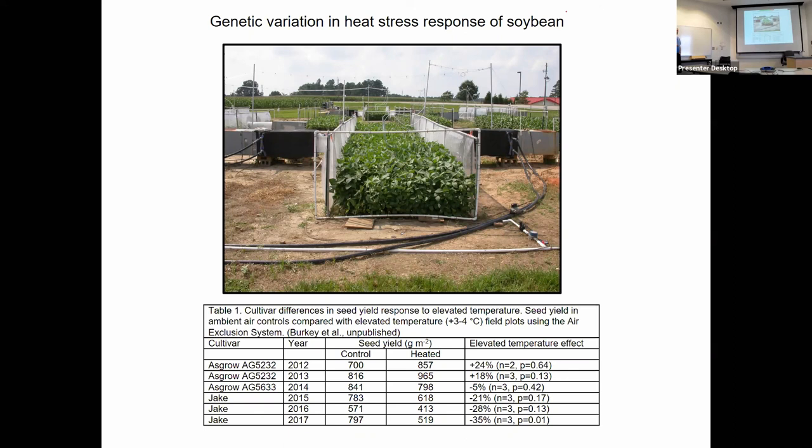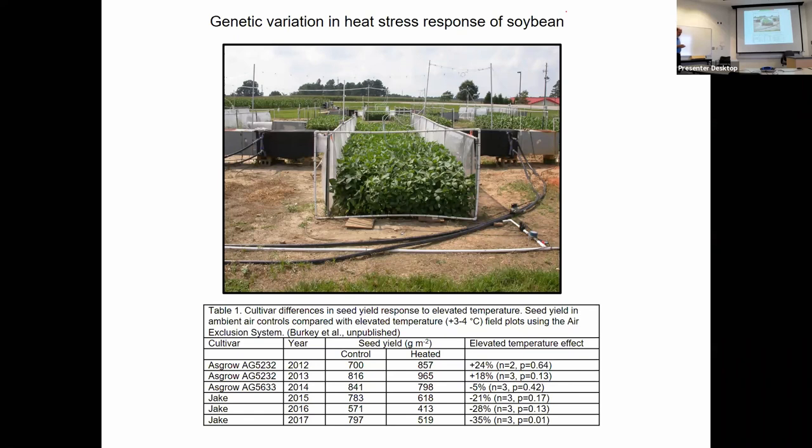And we think, from some preliminary data we've got here, that there are definitely cultivar differences in terms of the ozone response. In these early years we were just getting our feet wet, but it looked like, if anything, elevated temperature of 3 to 4 degrees centigrade might be a benefit to this particular cultivar. And yet for the one we've been growing the last few years, it's detrimental. So we think there's genetic variation in heat stress.